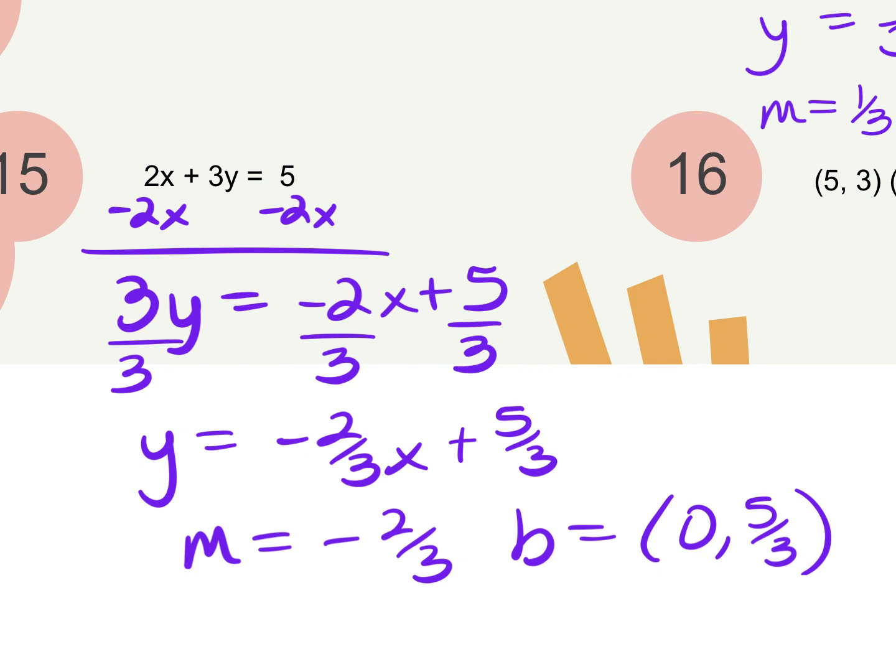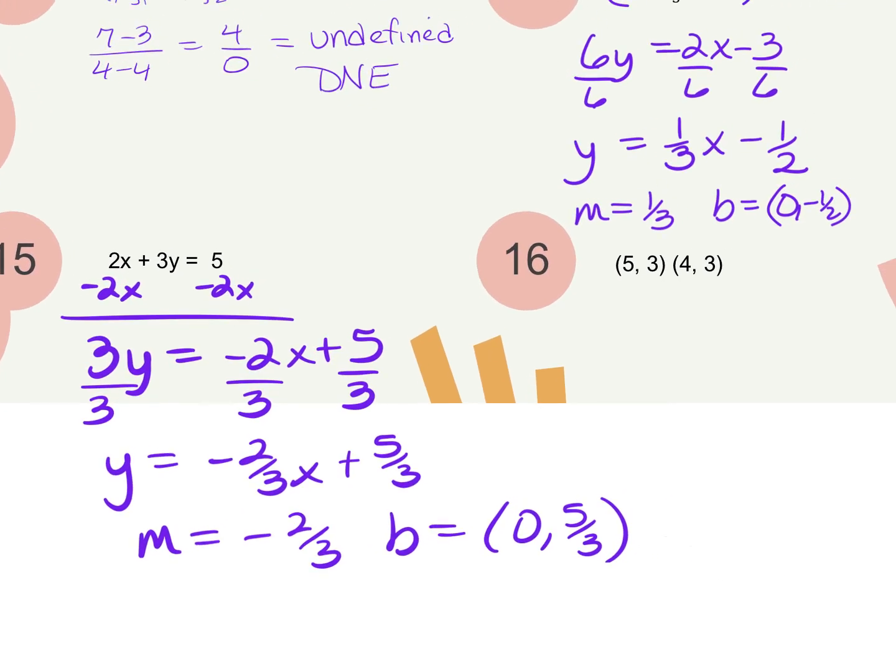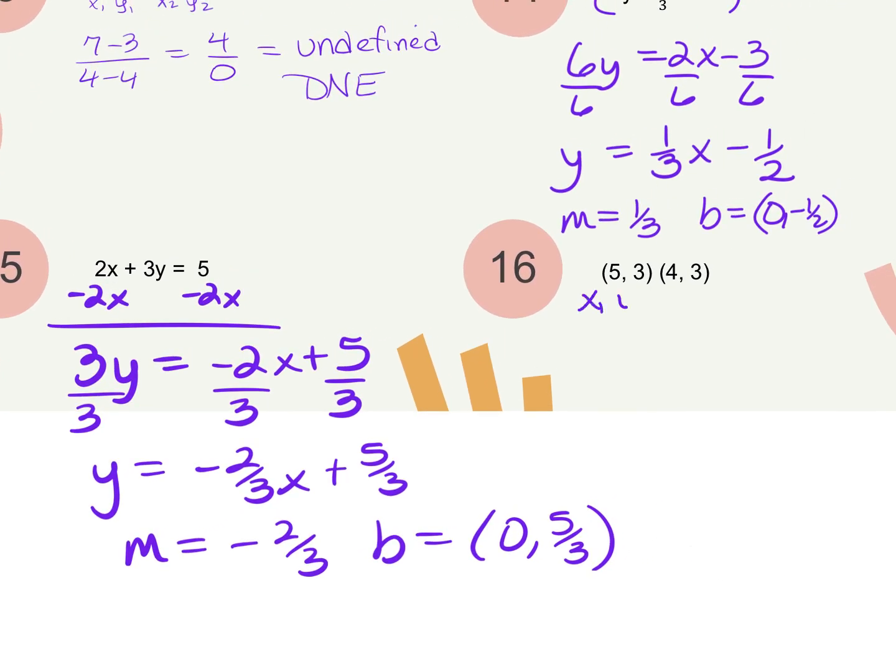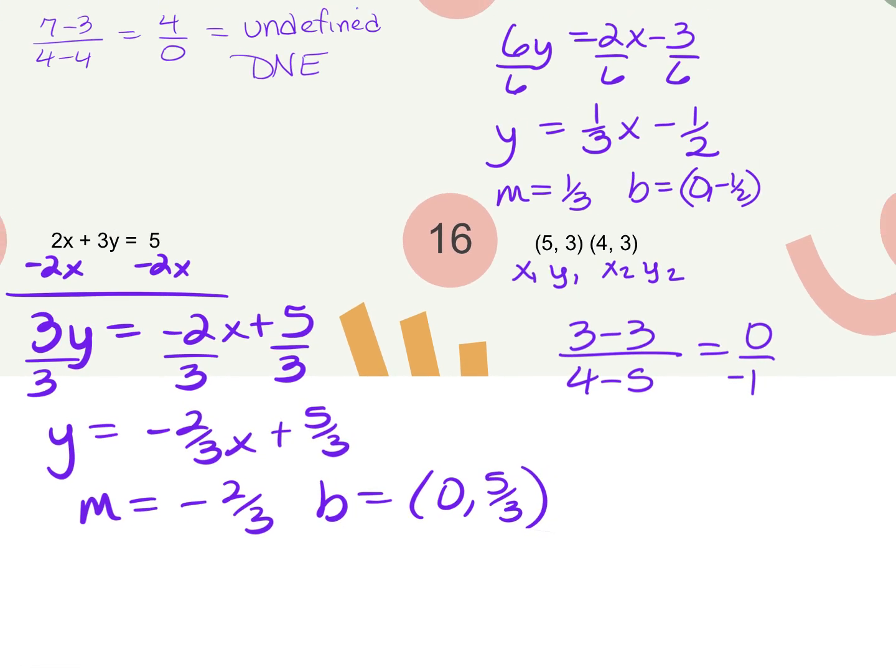Last one, 2 ordered pairs. Again, you can label them. It doesn't matter which one you label as ordered pair number 1 and which one is ordered pair number 2. Just stay consistent. So I'm going to do 3 minus 3, 4 minus 5. I get 0 over -1. You need to recognize that when there's a 0 in the numerator, this fraction simplifies to 0. And so your slope here is 0. It's a horizontal line.